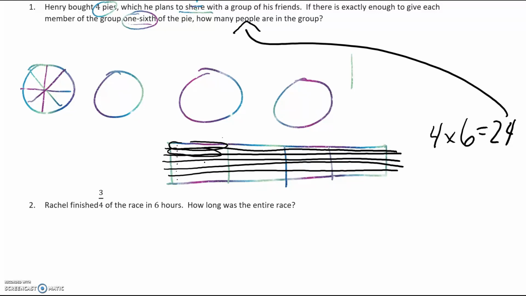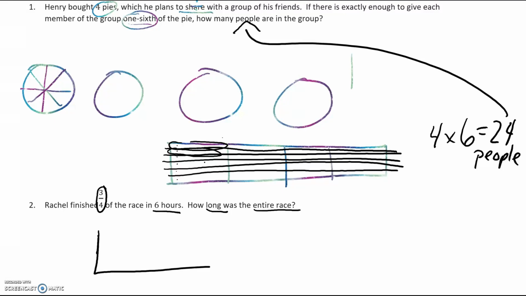All right, let's look at this next one. Rachel finished 3/4 of the race, and actually let me label that too, 24 people. Rachel finished 3/4 of the race in 6 hours. How long was the entire race? Well, here I see 3/4 and I see 6 hours. And it's looking for how long was the entire race.